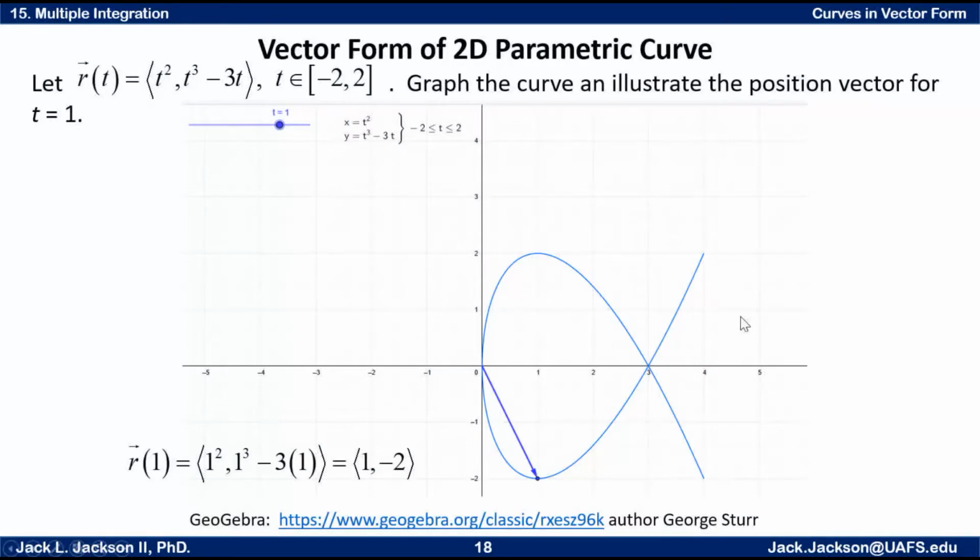So here's what we end up getting. It actually starts down here at t equals -2, traces around this way, and ends up back here at t equals 2. t equals 0 is here, but t equals 1, it's this point right here. So this vector is r of 1. It's the vector 1, -2. Go to the right 1 and down 2 gives us this point here, which is a point on this particular graph.